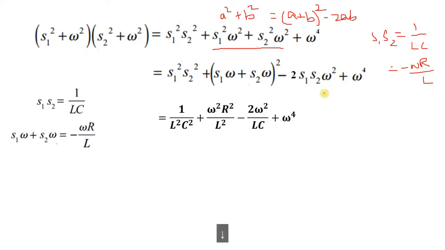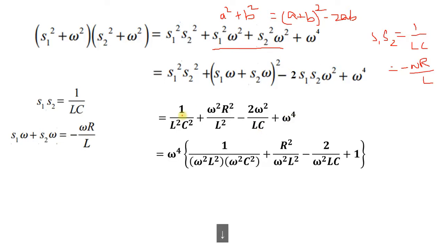Now substitute the values. I already told you the s1 s2 value and similarly s1 omega plus s2 omega. Substitute the values. From this equation I take omega power 4 outside. I put omega power 4 here. This omega power 4 is split into two terms, omega square into L square and omega square into C square. Similarly, one more omega square is present here, and similarly here one omega square is present.